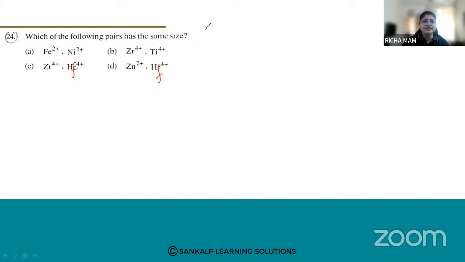Aishu has answered C. Pavitra has also answered C. Yes, C is the correct answer. What is the reason? It is due to lanthanide contraction. Due to lanthanide contraction, the size of hafnium and zirconium is nearly similar. So option number C is the correct answer.